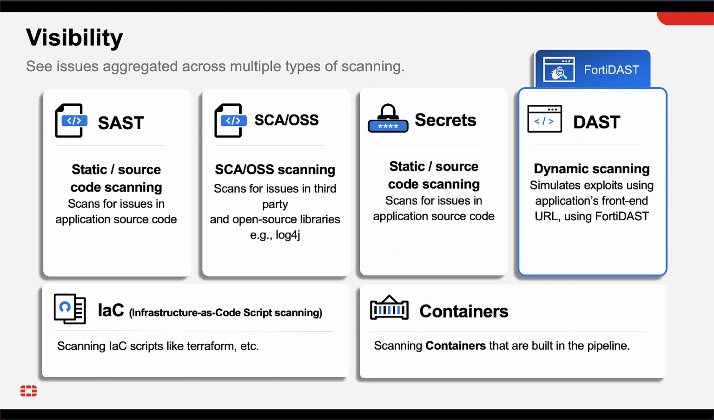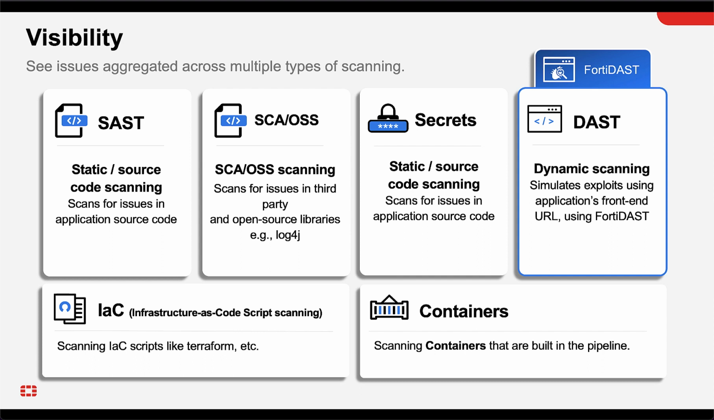FortiDevSec covers static source code scanning. It covers secret scanning. It covers scanning for issues in third-party source code, as well as infrastructure as code, scripts like Terraform or shell scripts, and container scanning. With the static analysis done, your CI/CD pipeline, depending on the risk that is determined of your code, can either go forward and build the application, or it can fail the pipeline before going on to dynamic application security testing.